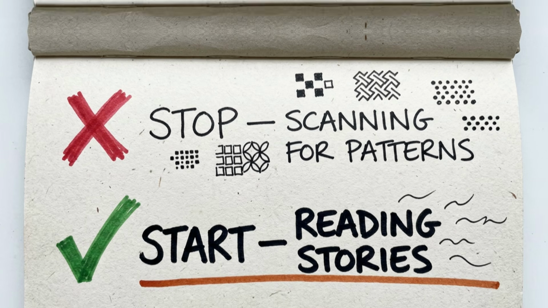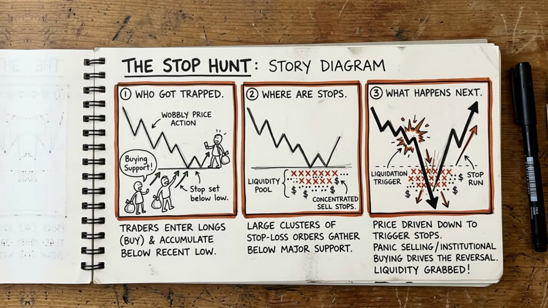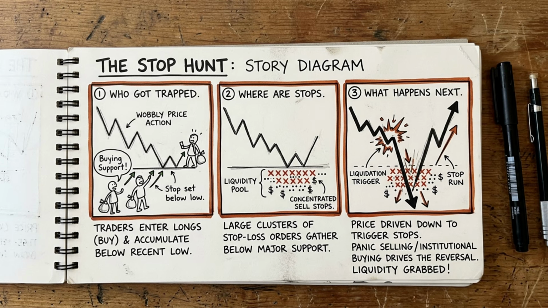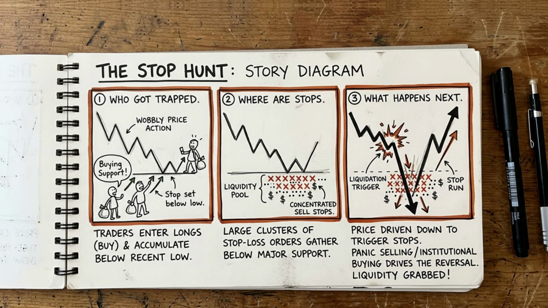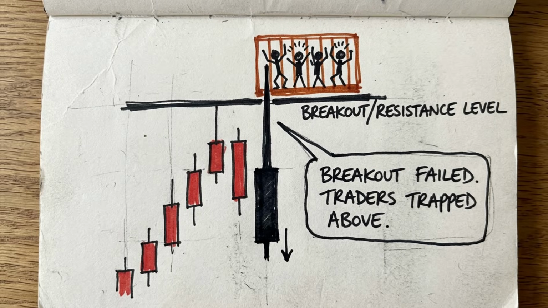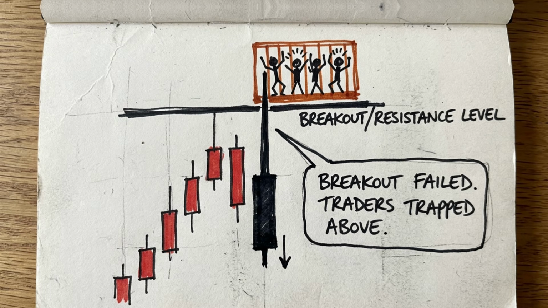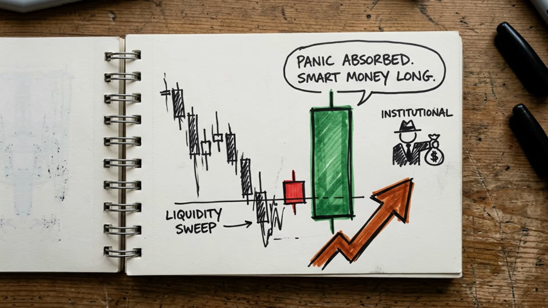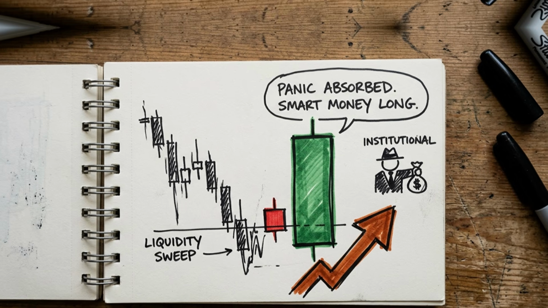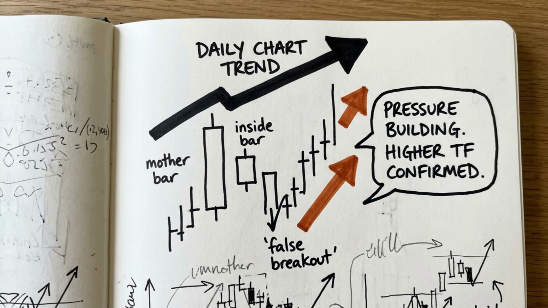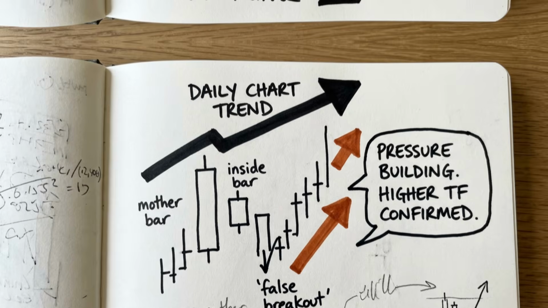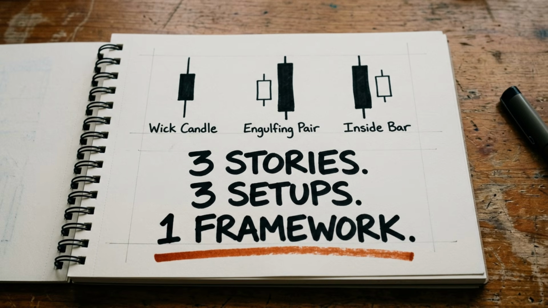Every setup has a story. Who got trapped here? Where are their stops? What happens when those stops trigger? When you can read that story in real time, you stop reacting to shapes. You start anticipating moves. The wick rejection tells you a breakout failed and traders are trapped above. The engulfing sweep tells you panic selling was absorbed and smart money is positioned long. The inside bar compression tells you pressure is building in a direction the higher time frame already confirmed. 3 stories, 3 setups, 1 framework.